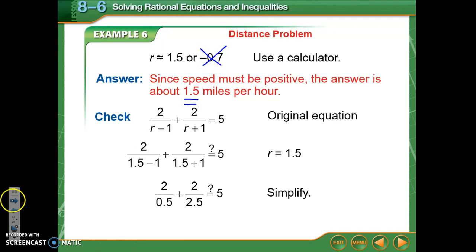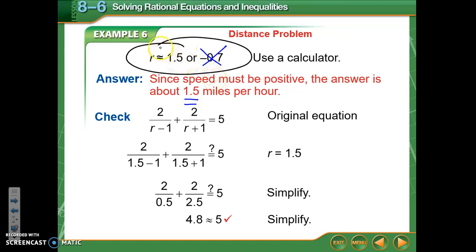Here we're just showing you plugging in 1.5 for R. And this is an estimate because remember that 1.5 is not exact, 1.5 was an estimate. So we get something pretty close to 5. So that means that our estimate was pretty close.